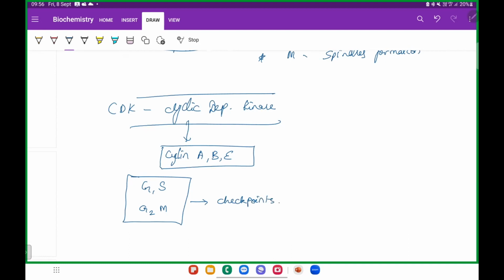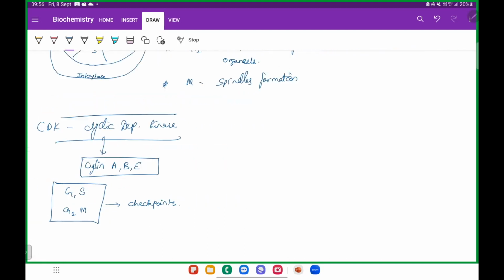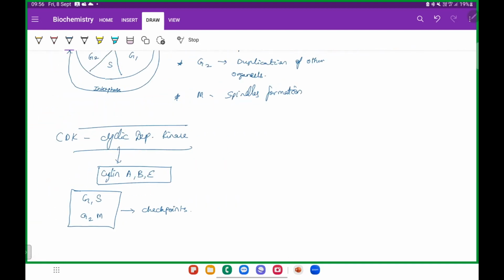After understanding these checkpoints and these cyclin-dependent kinases, you inherently have two important genes in your body. One is going to be your proto-oncogene, and the other is going to be your tumor suppressor gene.